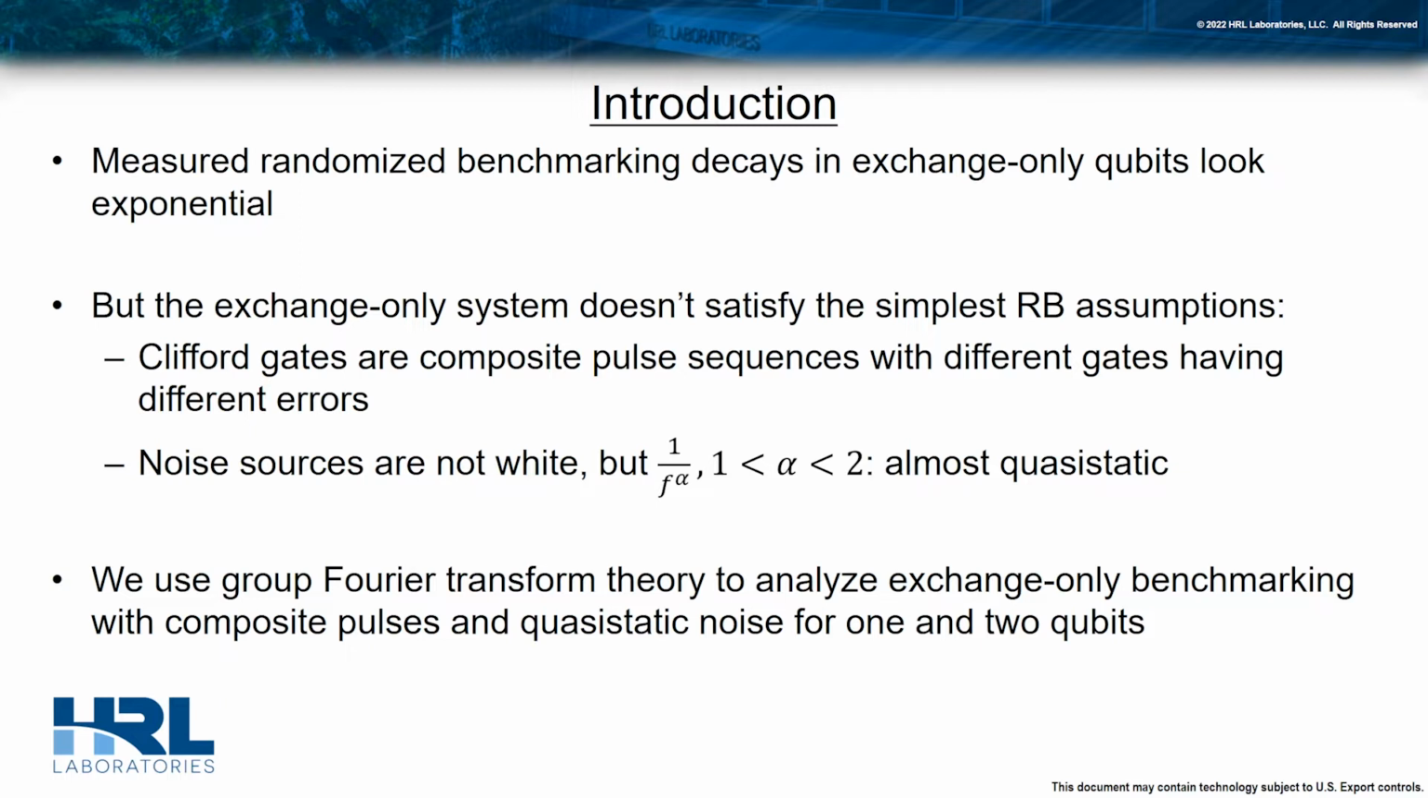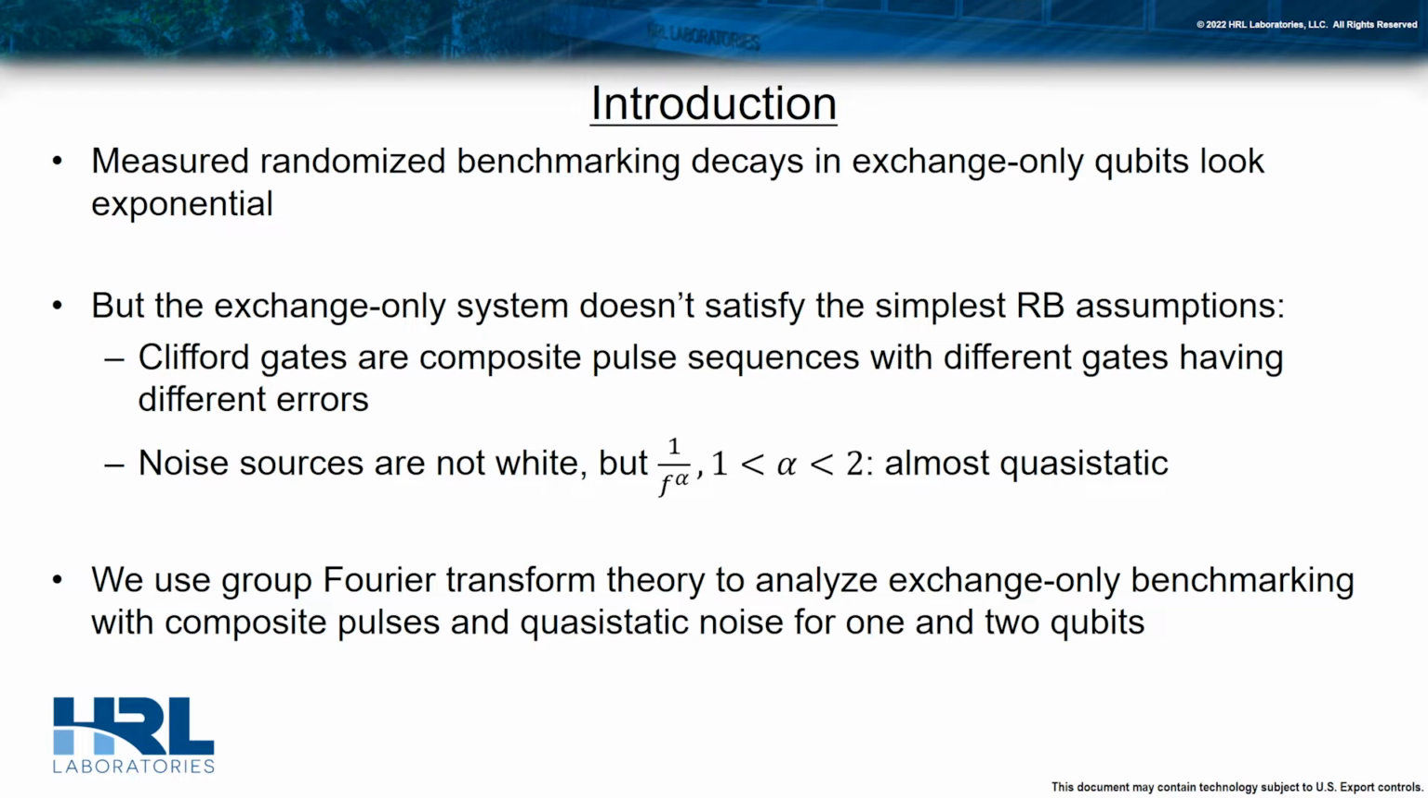But the exchange-only system doesn't satisfy the simplest RB assumptions. The Clifford gates are composite pulses so that different gates have different errors, and the noise in these qubits is 1 over f-like, which is closer to quasi-static than white. Wallman and others have addressed these non-idealities, but we do so here in an explicit exchange-only context.